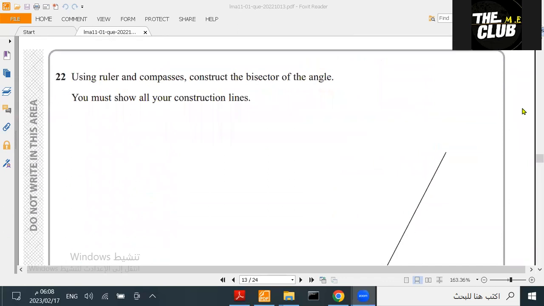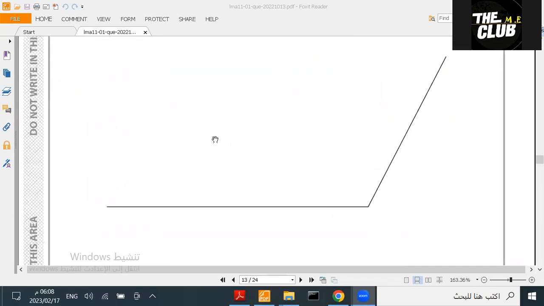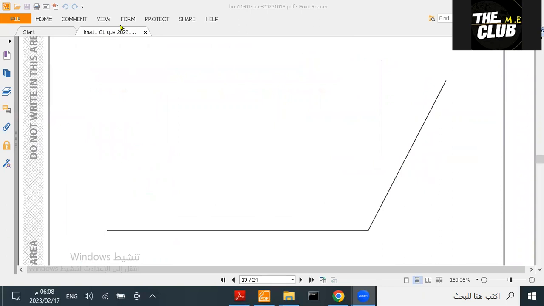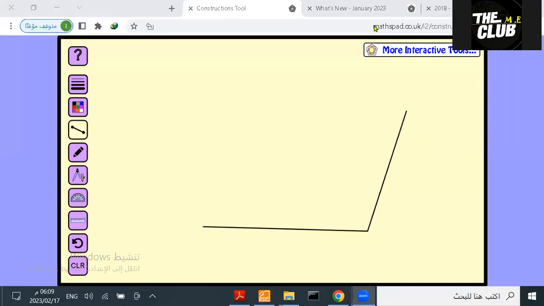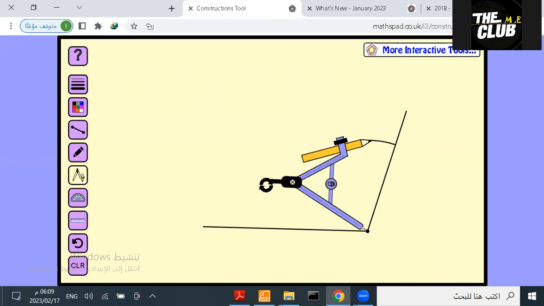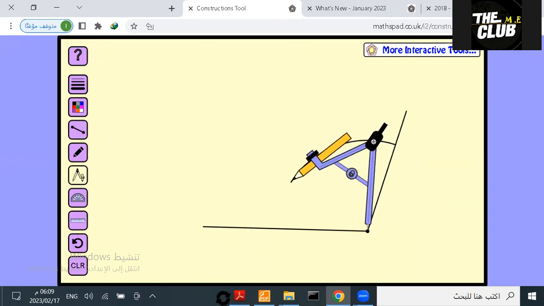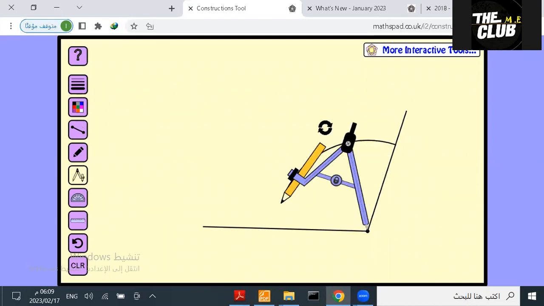22, bisector of the angle, you must show. This one needs more. Okay, let's do this very fast. I don't know if we have time to do this. Okay, the question wants the angle bisector. So you're going to use a compass like this. You're going to open it here, for example, and then draw an arc that connects the two lines. This is how you draw an angle bisector.